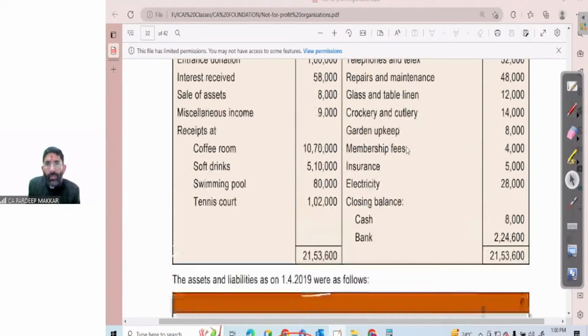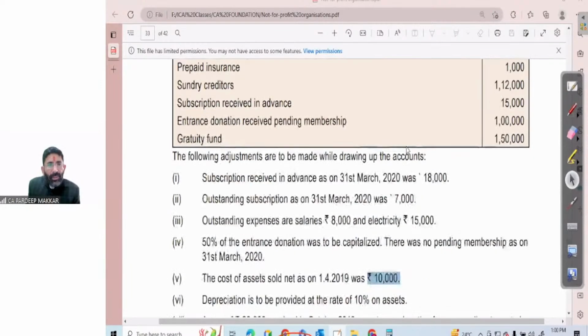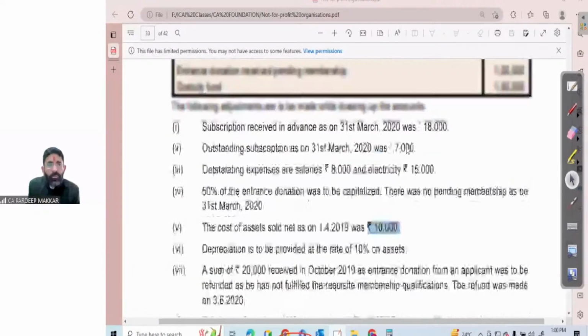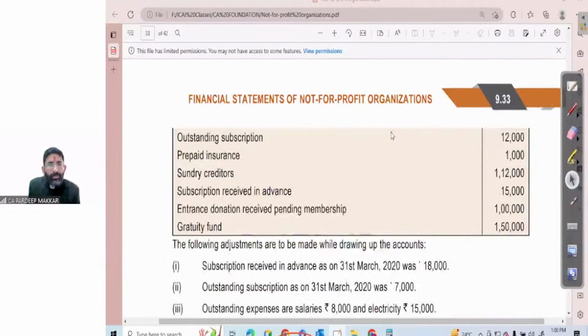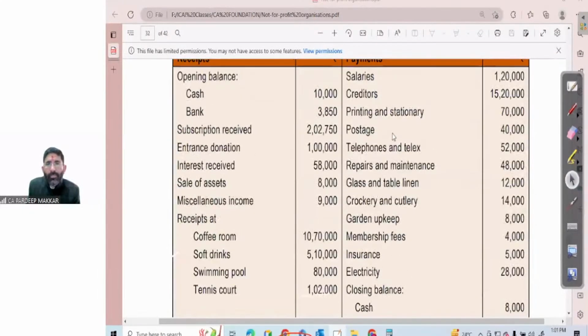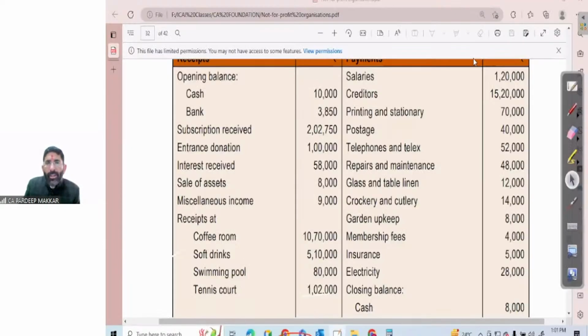So salary 1,20,000 is given to you. Outstanding salary is not given to you. Prepaid salary is not given to you. Outstanding expenses are salaries 8,000. Very good. So 1,28,000 will be entered here. Creditors are to be entered in the balance sheet.